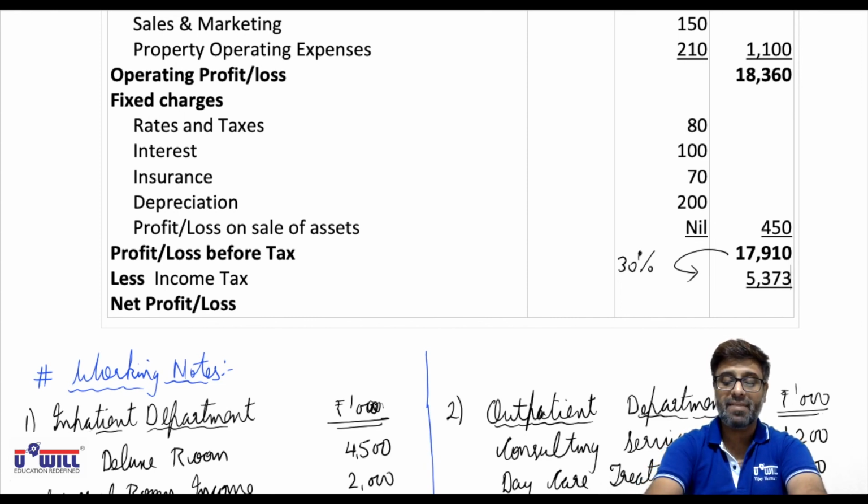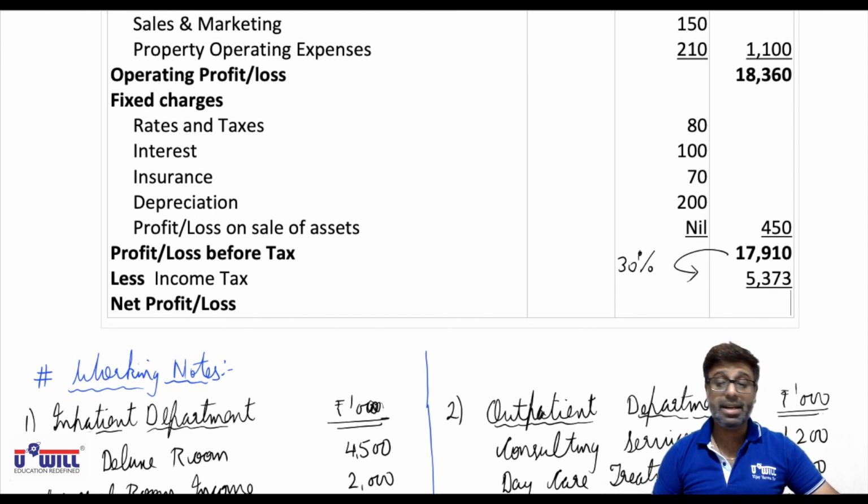And if you subtract that 5373 from 17910, then what we will get is 17910 minus 5373. We get 12537. That is our final net profit or loss.